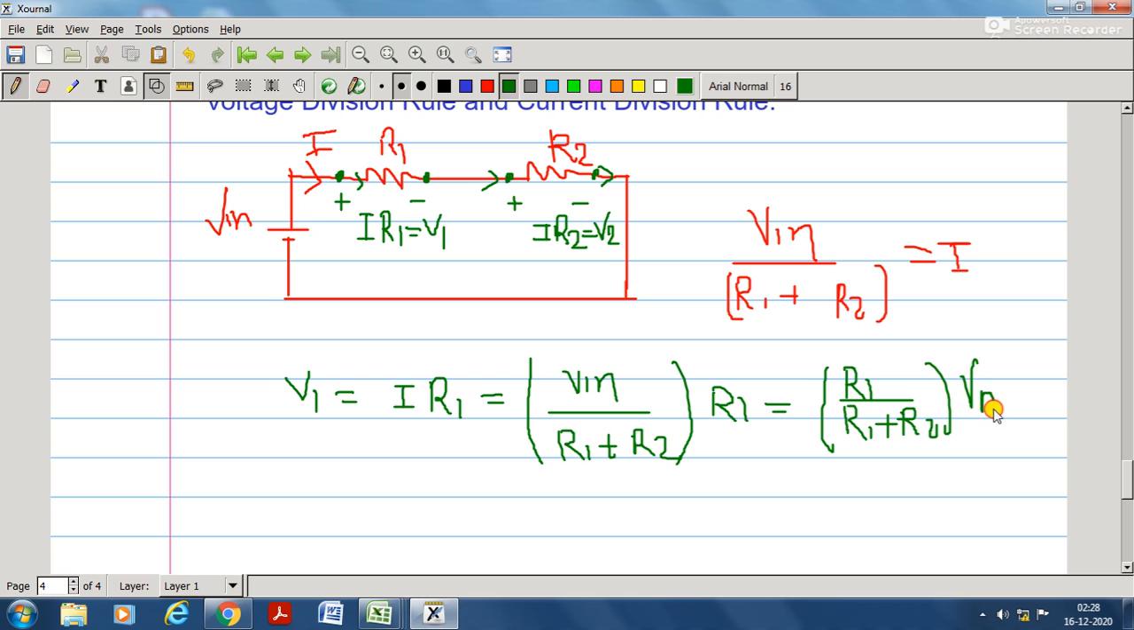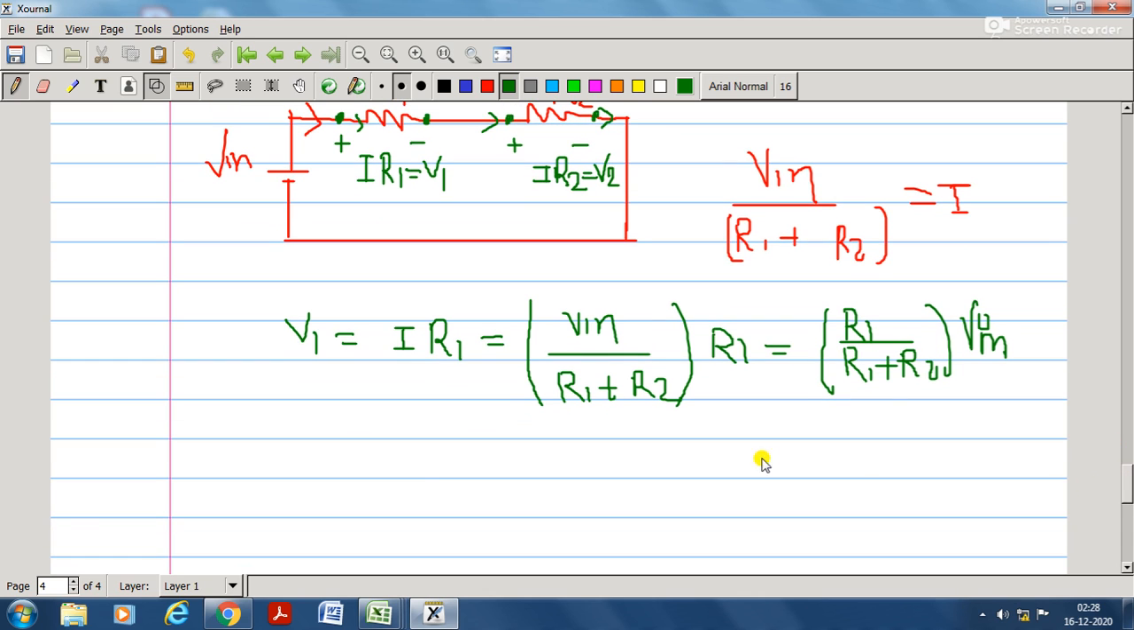Okay. So see, if you want to find the voltage drop, or the potential which is divided across this R1, this is nothing but its own resistance divided by the total resistance, into the input voltage. In a similar way, if you want to find the voltage drop across R2, this will be R2, its own resistor, divided by the whole resistors, meaning R1 plus R2, into V in. So you can also write this for V2.